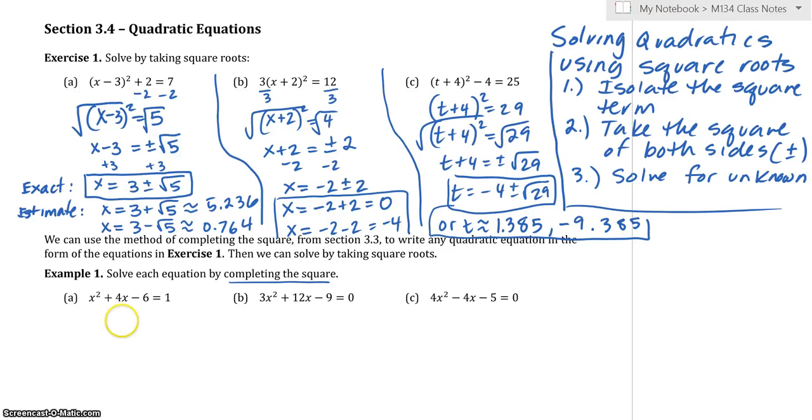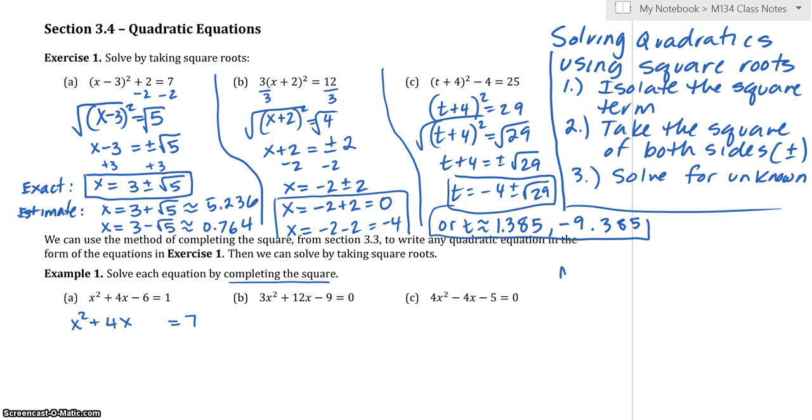So what we're going to do here is get rid of that 6, because what I would like to do is make this a perfect square. So I'm going to add 6 to both sides and get a 7 here. I'm going to put a space, and I would like to make this a perfect square.